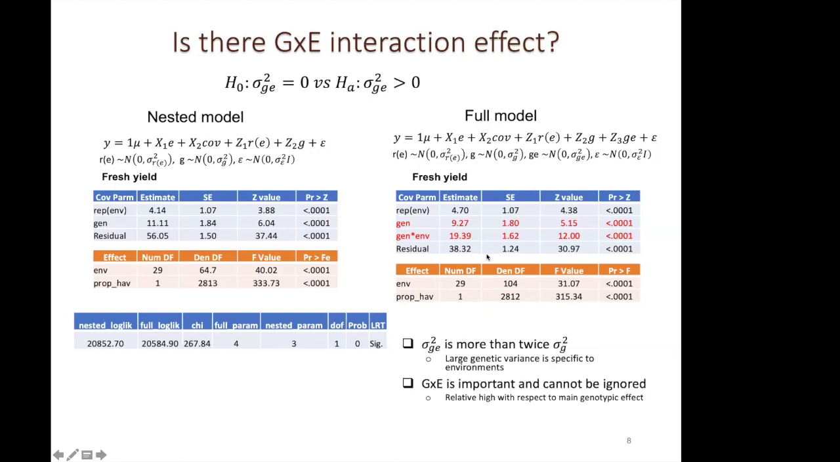As you can see from this model, the variance attributed to G by E is more than twice that of the genetic effect, which means that the genetic variance is specific to environment and is very large, and G by E is very important and cannot be ignored in this study.